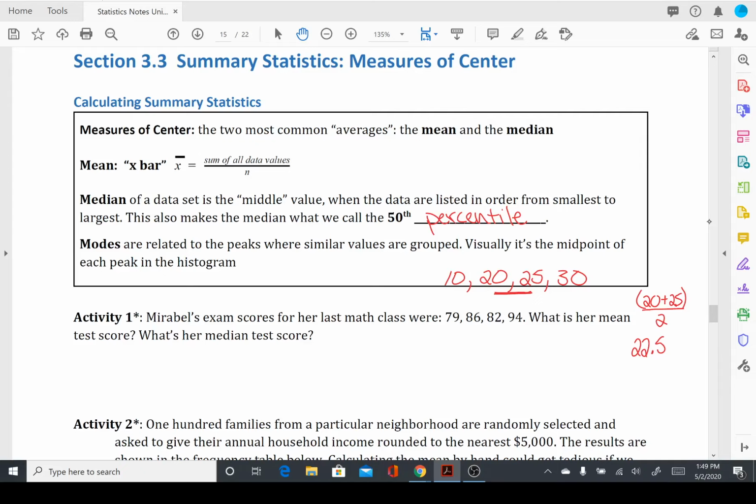Now, if I had instead one more number added on to either end, my median would just be 25, the number in the middle of that list. All right, so when you go about activity 1, start by putting the data in order from least to greatest, and then find the median and find the mean. All right, we'll review that in class.